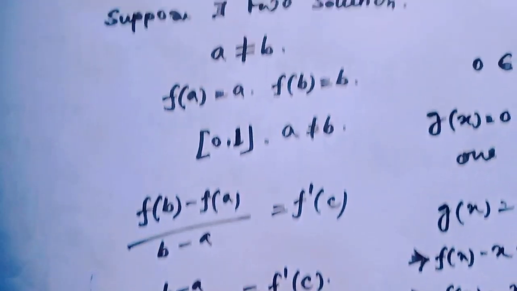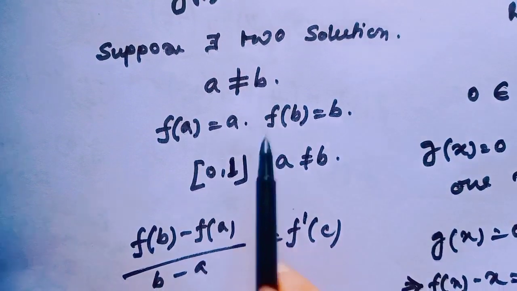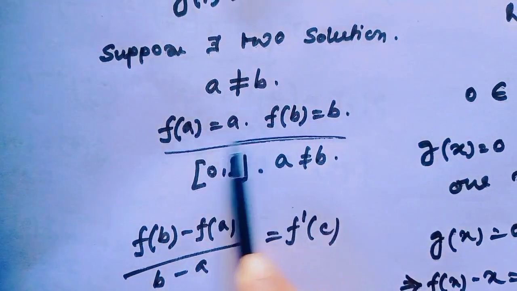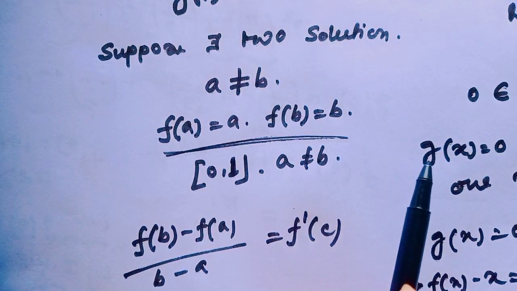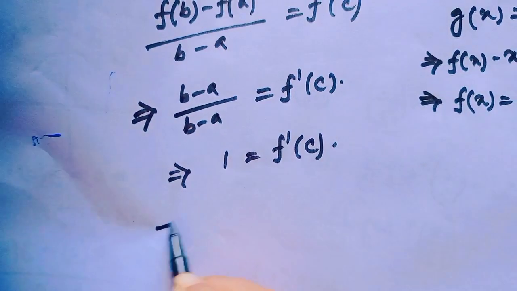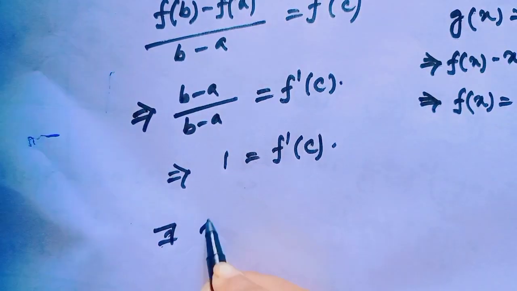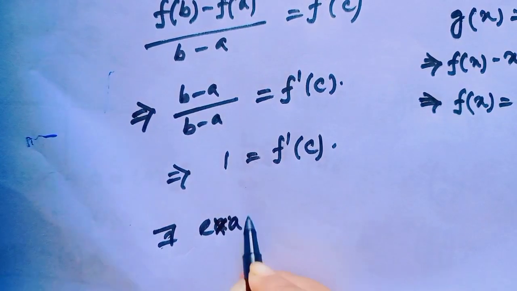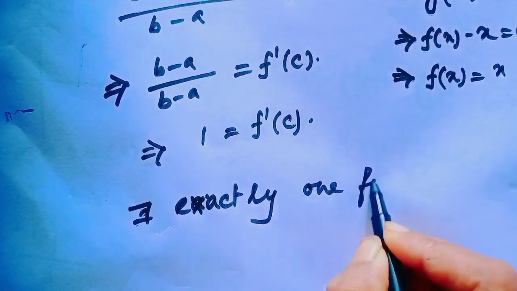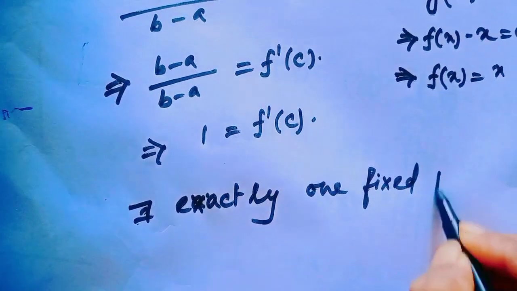Therefore, our assumption, suppose there exist two solutions, is a wrong assumption. That means there exists exactly one fixed point. Okay?